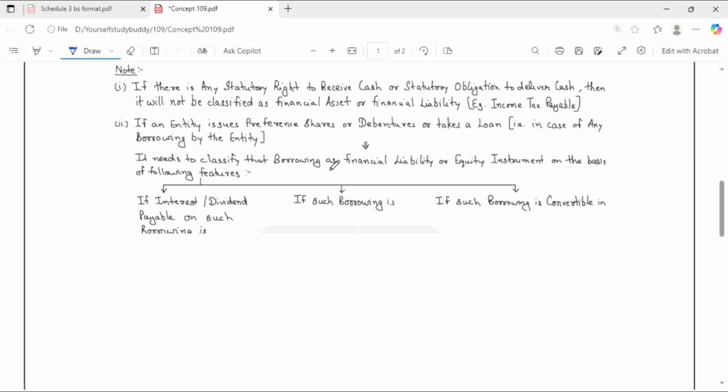Okay, so that is easy, because for him it is an investment and we will easily show it in assets that we have made this investment. But as an issuer I am facing difficulty in how I have to disclose this liability, whether I have to disclose this as a financial liability or an equity instrument. Okay.